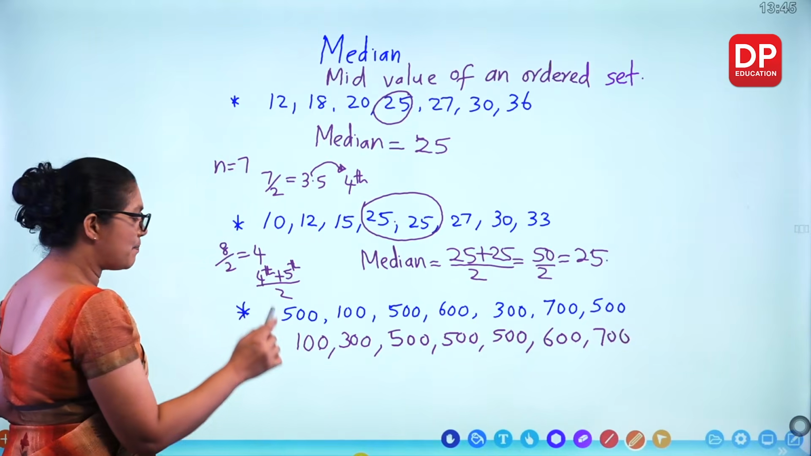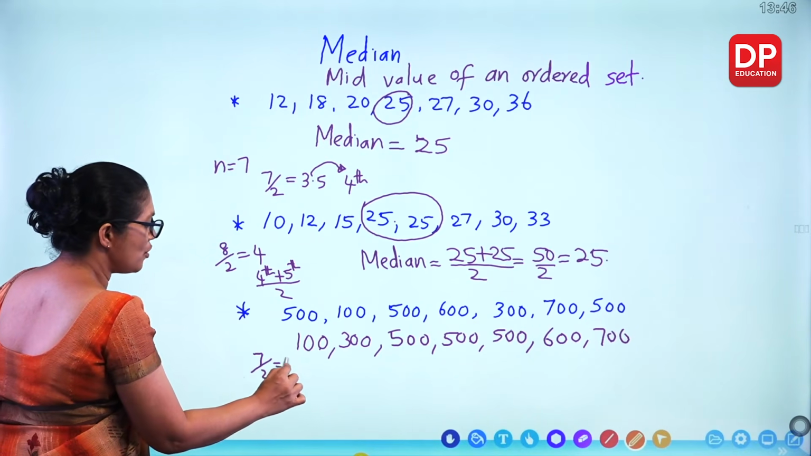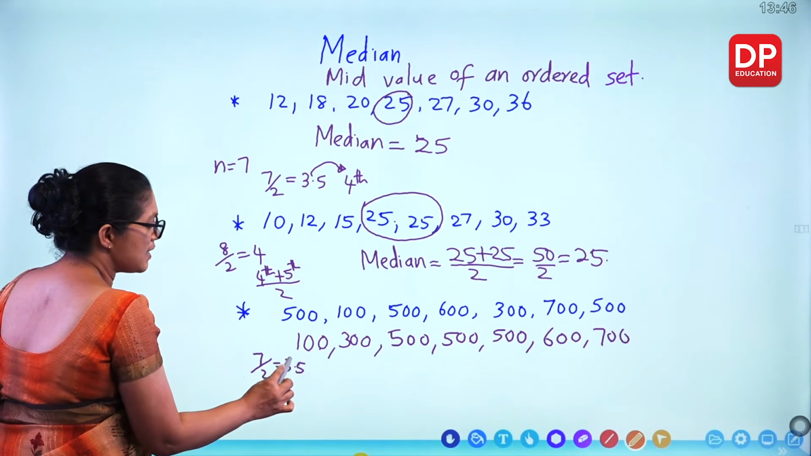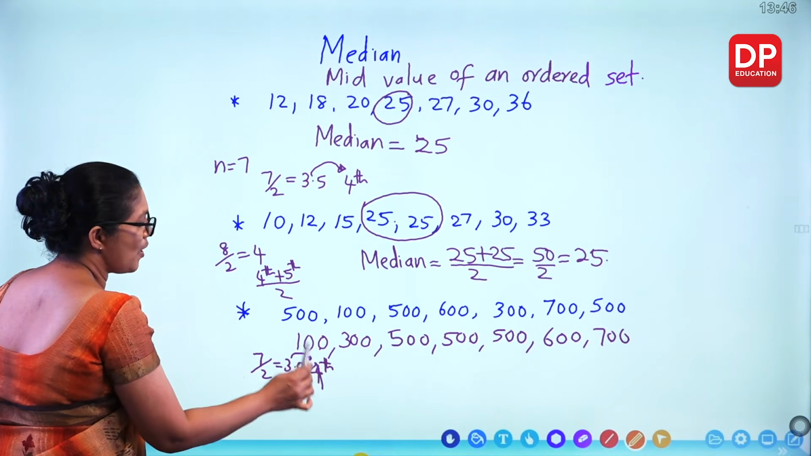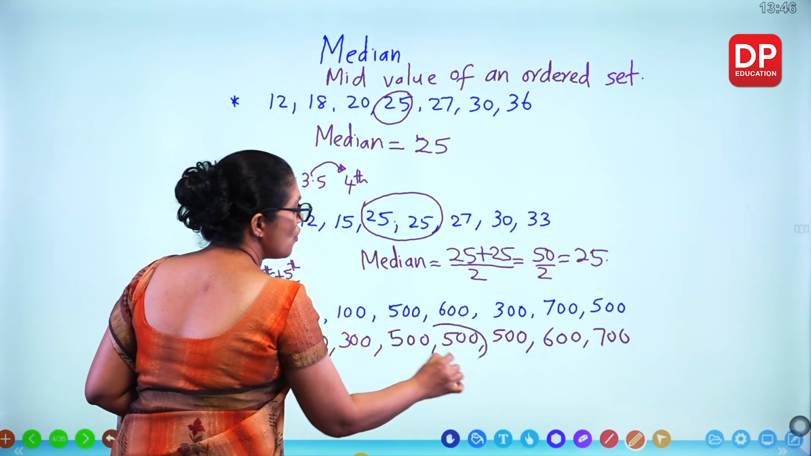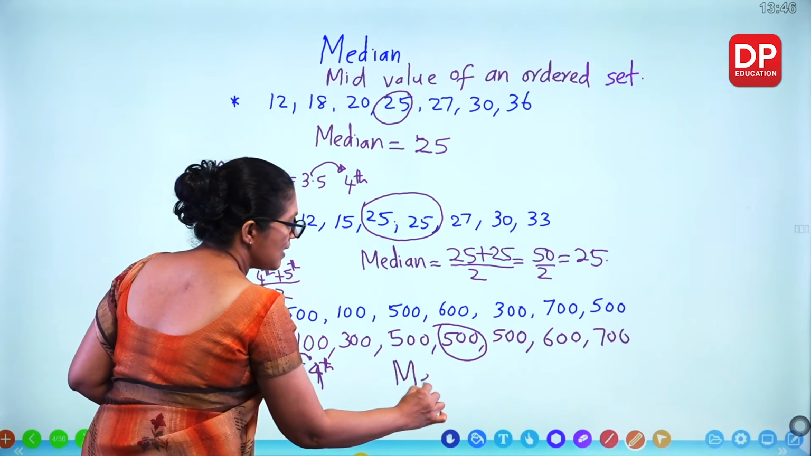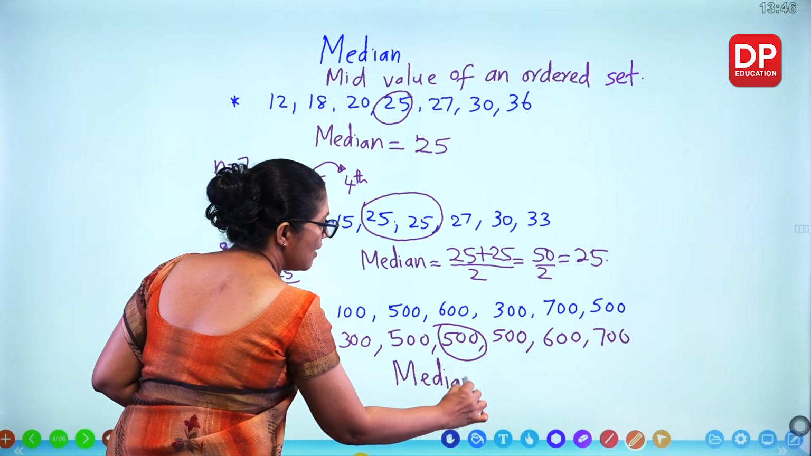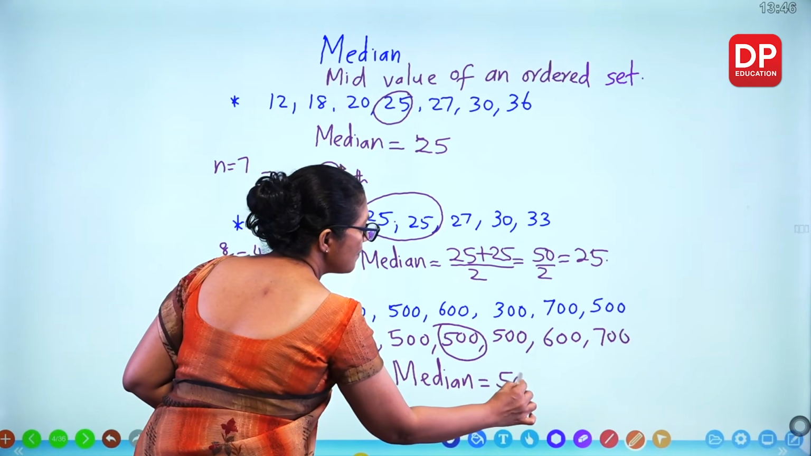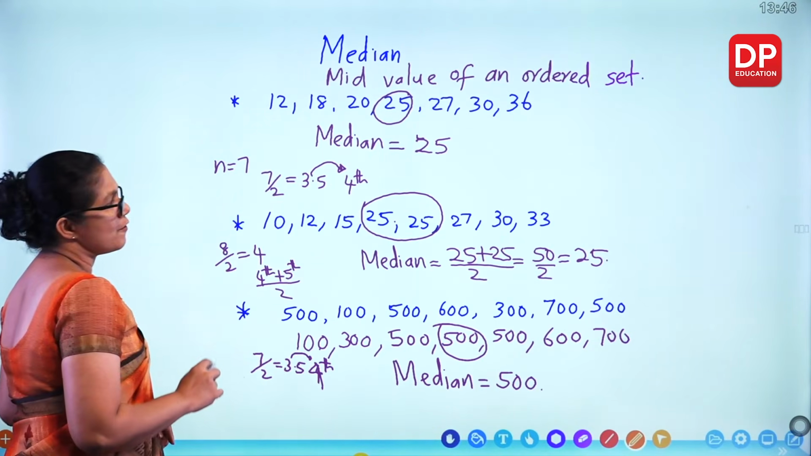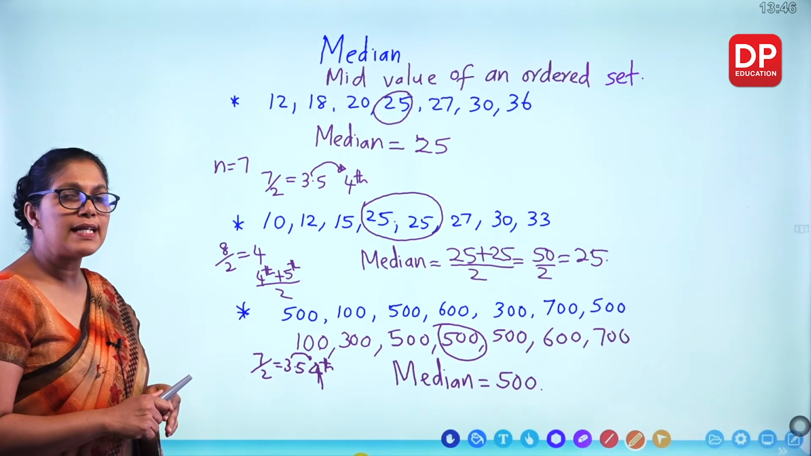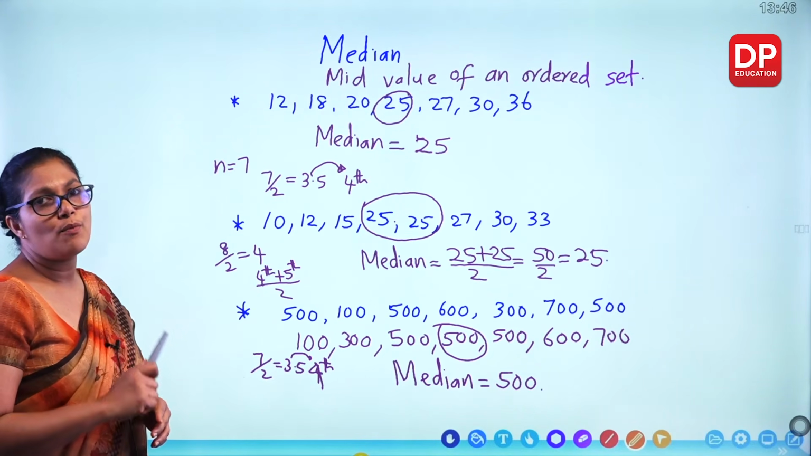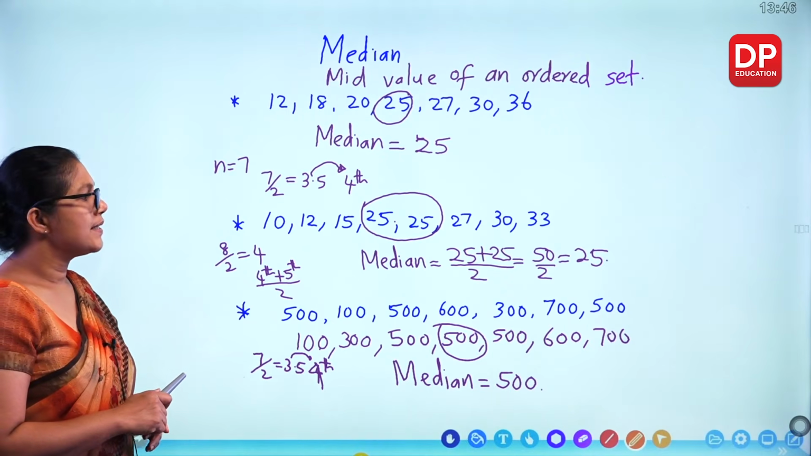That means one midpoint. 7 divided by 2, you get 3.5. When you get a decimal, you take the next observation. The fourth one is the midpoint. 1, 2, 3, 4. So the median is 500. So now you know what the median value is. When you arrange the data set in order, the middle value we call the median.